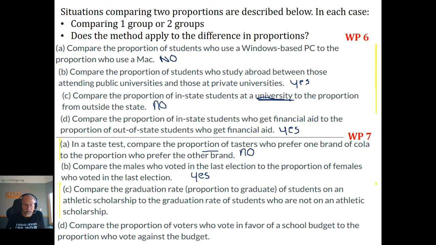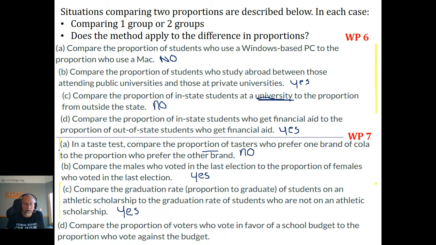Letter C. Compare the graduation rate of students on an athletic scholarship to the graduation rate of students who are not on an athletic scholarship. Well, there you go. So yes, we have two groups. We didn't go to everybody on a scholarship and split them into two groups. We went to all of those proportions of students who were on an athletic scholarship, so that was a group, and that could have been 700 people. And then we went to another group of people who were not on an athletic scholarship, and that could have been 800 people. And those are just arbitrary numbers, obviously.